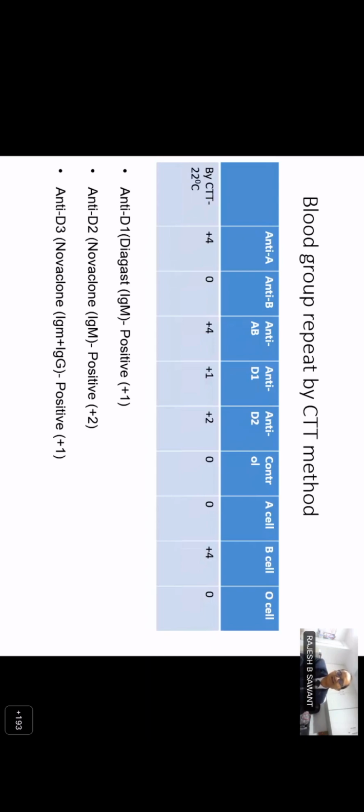Now, genotyping is available at centers like our KEM hospital, the National Institute of Immunohematology. They do genotyping of such individuals and they give you the clear-cut picture whether this is a missing epitope or a partial D or a weak D, etc.